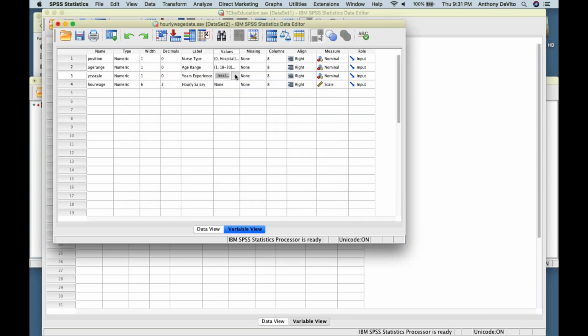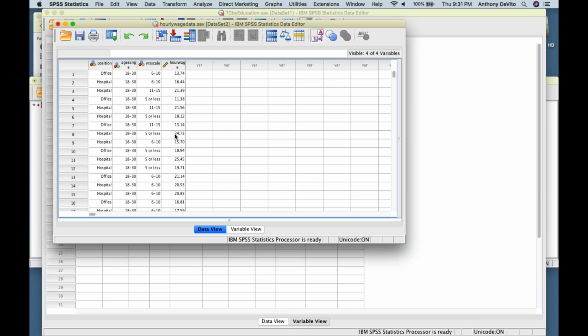Let's analyze that. Well, if I want to compare means, the average salary, the scalar variable, numerical variable, which is hourly wage. If I want to compare the mean hourly wage for office versus hospital nurses, I use the t-test, which we just did before. But if I want to compare the average salary for nurses who have 6 to 10 years of experience to nurses who have 11 to 15 years of experience, if I'm only going to look at those two, I could use the t-test.